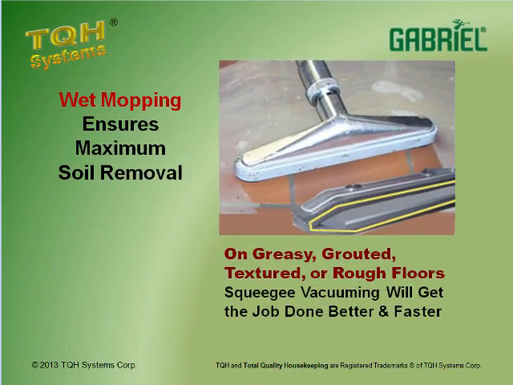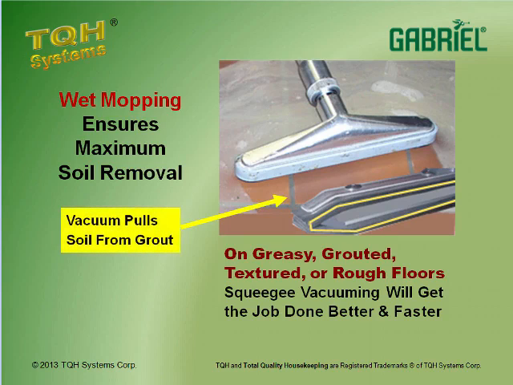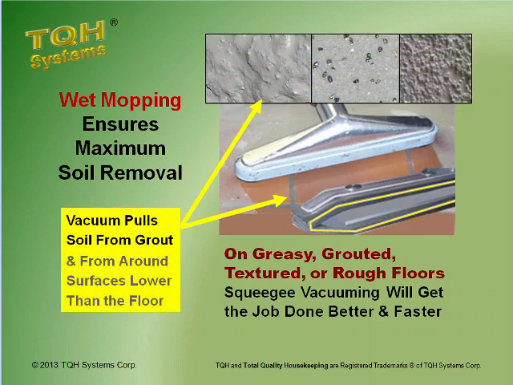Now on greasy, grouted, textured or rough floors, you need a squeegee tool that has 2 squeegee blades, as you see here. Because here you have grout, and that grout is lower than the tile. With 2 blades, you create a seal here. That seal forces the air to go over the grout, and then of course you'll pick up the solution from the grout much more thoroughly than if you had a single bladed squeegee.